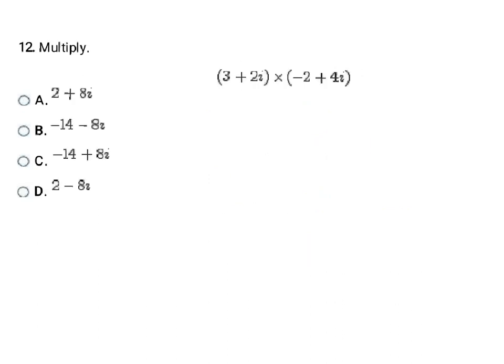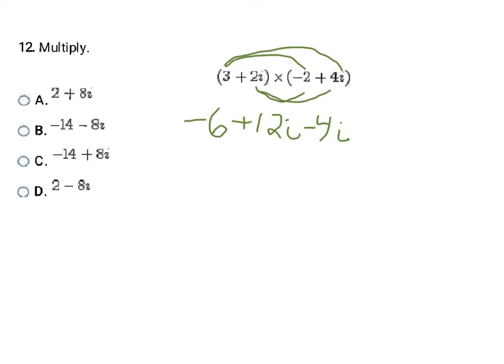And now here I'm multiplying with 2 parts in both of these parentheses, so it's basically just a FOIL problem. So you're going to multiply your first term, so 3 times negative 2 is negative 6. You're going to multiply your outside term, so 3 times 4i is a plus 12i. And then you're going to multiply 2i times negative 2 is a minus 4i. And then 2i times 4i is 8i squared.